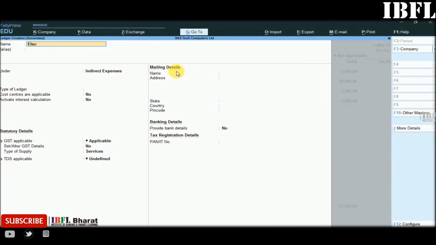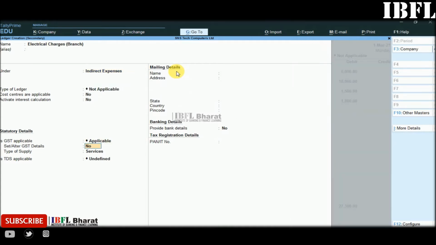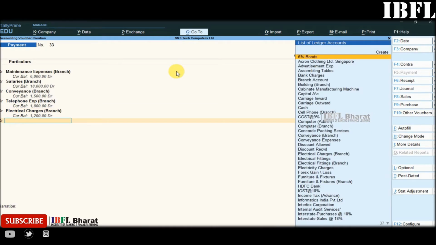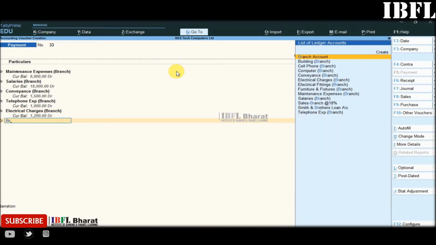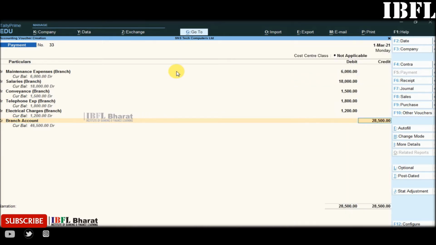Press Alt C, electrical charges, branch. It is also indirect expenses, not applicable, and these expenses are 1200 rupees, and we are making these from the branch account. The amount we had paid already, and all these expenses will be set off from the branch account only.